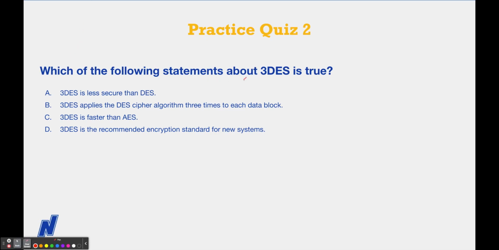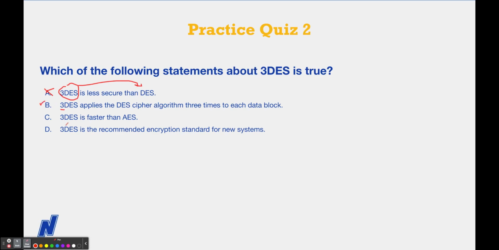Okay, which of the following statements about 3DES is true? 3DES is less secure than DES. Well, we know this is not true in the sense that 3DES was created to be more secure than the DES. So we know that that's wrong. 3DES applies the DES cipher algorithm three times to each data block. That sounds a little bit true because of the number three here, remember, you're tripling it. So let's give it a check mark.